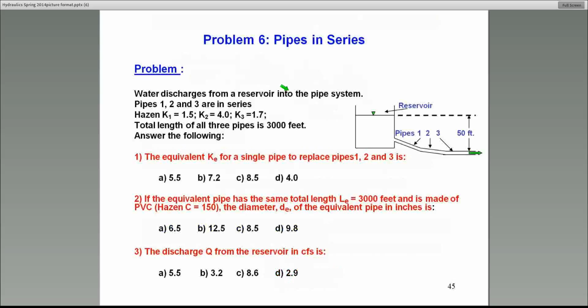I've set up a small problem for you. You can work on this again. In this case, I do give you the K values in the problem, but these are all pipes in series, so that should make it fairly easy. The first question I'm asking you is to calculate KE for a single pipe to represent these three pipes in series, 1, 2, and 3. And then I ask you for some additional information on the equivalent pipe itself, and finally the discharge from the reservoir. Okay, so you can go ahead and work on this as per my example. It's kind of similar to what we just did.